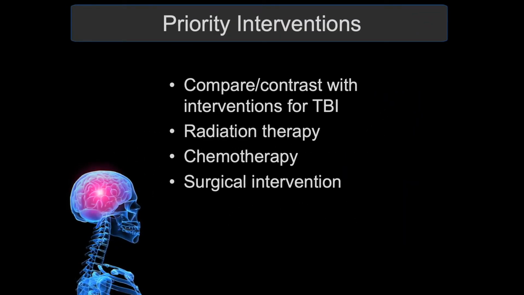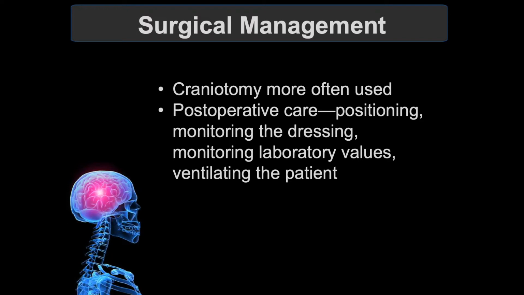So your priority interventions include to compare and contrast with interventions for a traumatic brain injury, because essentially you have a brain injury here, and you're also having brain mass or cerebrospinal fluid or blood being displaced. So many of the interventions and assessments are very similar. However, you need to add to that things such as radiation therapy, chemotherapy, and these surgical interventions are actually very similar because a craniotomy is the procedure most often used.